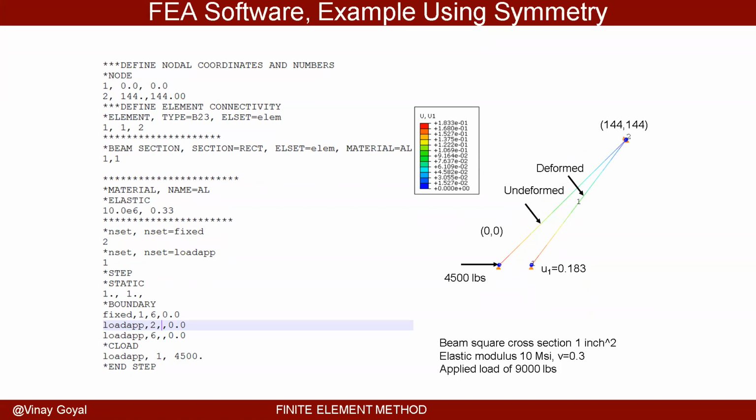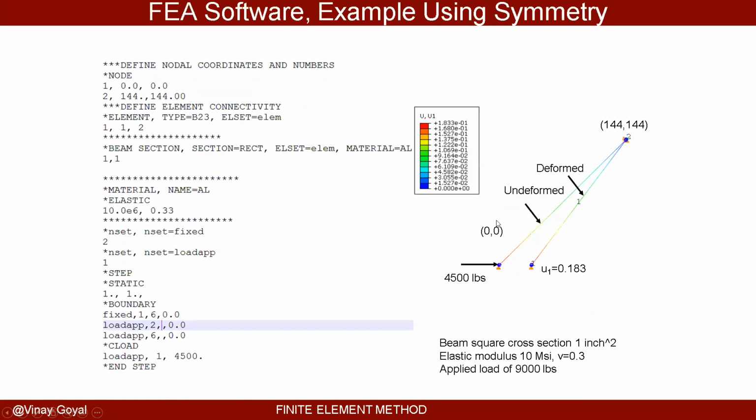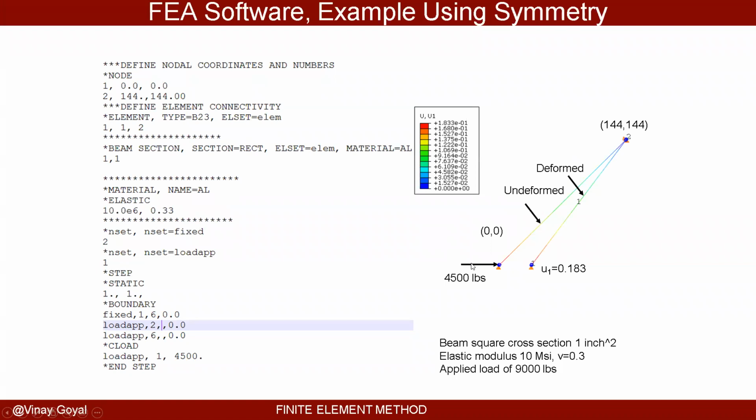You can see here an example using symmetry. Because it's a symmetric problem, you can probably use symmetry and model one element. And that's what was done here. I applied a roller support with half this load. And then I have that.